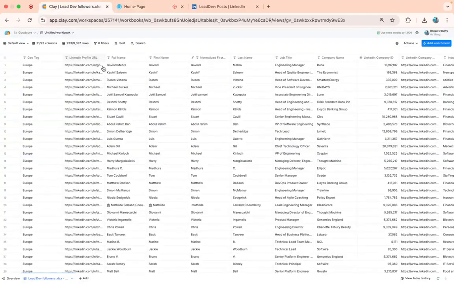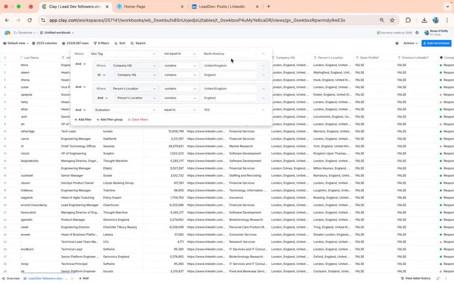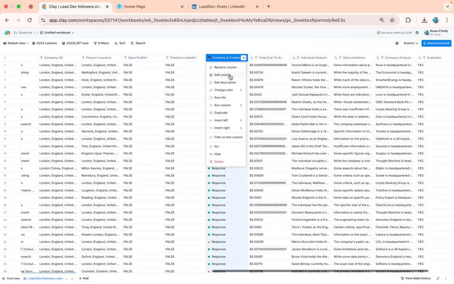Once we had that scrape, we of course went over to Clay, uploaded that into here, and then ran some quick filters on it. So we just wanted to get rid of people in North America. Obviously, there's a chance that these people might be going to the event, but it's just way less likely that they're flying over from America to go to London. So we just wanted people who have a headquarters in London because that's their ICP, and also the person is based in England.